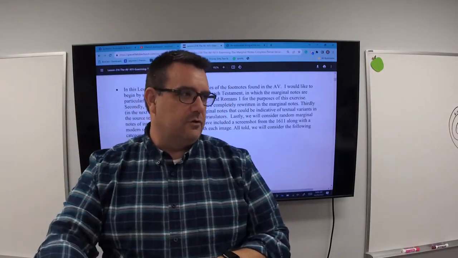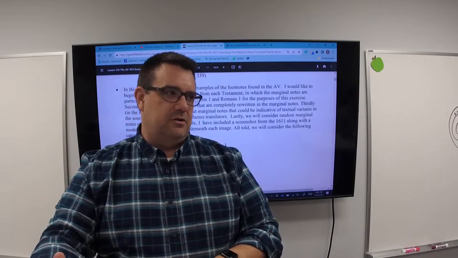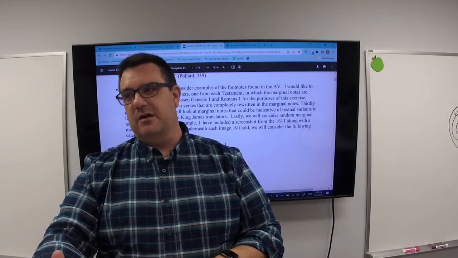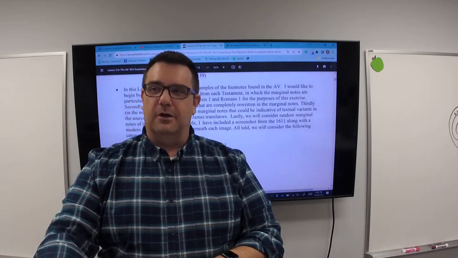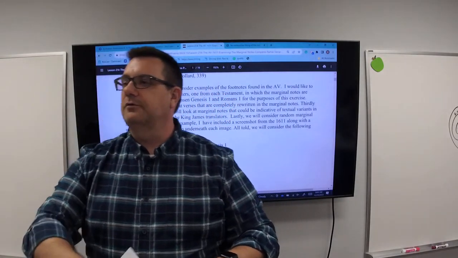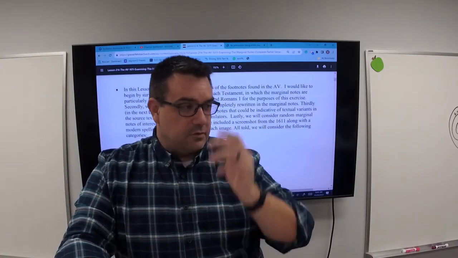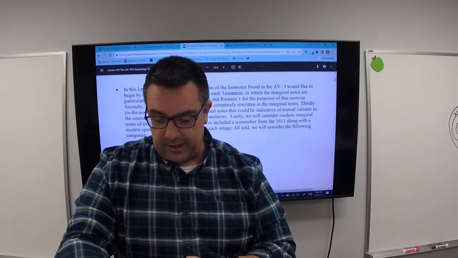A couple notes of interest that, listen, there's over 7,000 marginal notes, so I'm not going to teach every marginal note. So we're going to look at two samples. We're going to look at the stuff that really is important and look at some notes of interest, and then we'll draw some conclusion observations from having done that, okay?